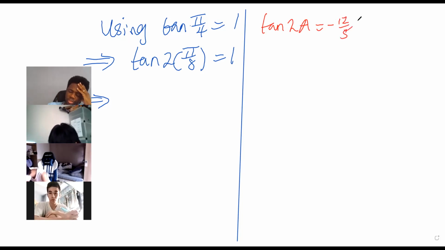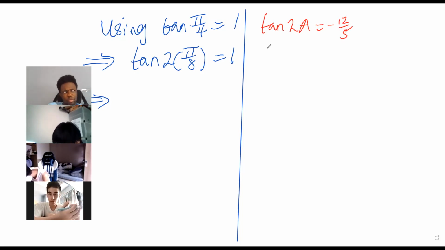So what did you do first? I want to know where you get stuck. I said tan 2a equals 2 tan a over 1 minus tan squared. What do I write next? Negative 12 over 5 equals 2 tan a over 1 minus. Why do you say negative 12 over 5 equals something? What did I write here? What format am I using? Something equals negative 12 over 5.